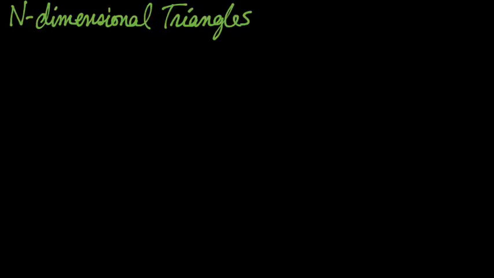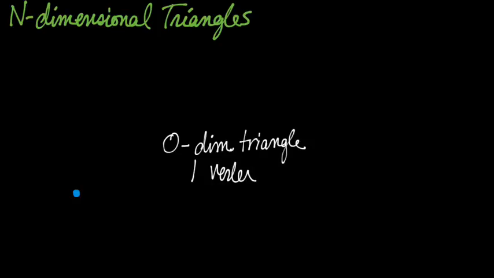So if we want to understand a four-dimensional or a five-dimensional triangle, let's start from the very beginning. And by the very beginning, I mean 0 dimensions. So a zero-dimensional triangle is literally just a vertex. It's really the only kind of shape there is in 0 dimensions. And so clearly, there's only one vertex and there's nothing else.